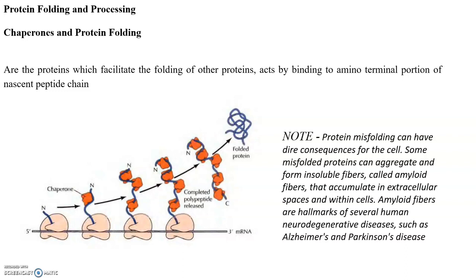These are the proteins which facilitate the folding of other proteins, and they act by binding to the amino terminal portion of the nascent peptide chain. The completed protein is then released from the ribosome and is able to fold into its correct 3D conformation. If the protein is not correctly folded, it may cause dire consequences, because some misfolded proteins can aggregate and form insoluble fibers called amyloid fibers that accumulate in extracellular spaces and within cells. These amyloid fibers can cause many neurodegenerative disorders such as Alzheimer's and Parkinson's disease.